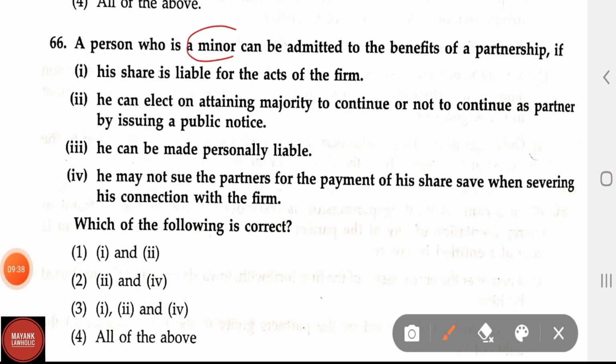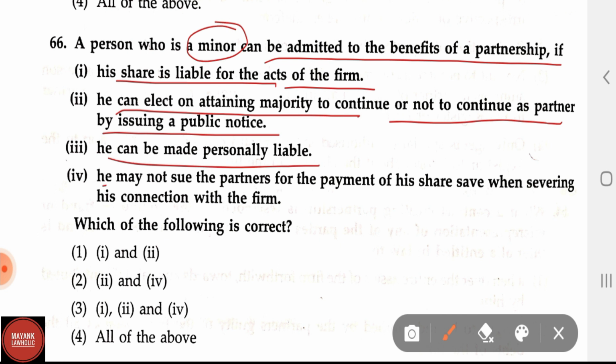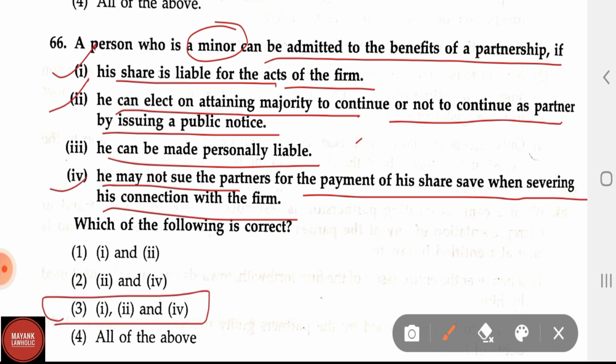A person who is a minor can be admitted to the benefits of a partnership if his share is liable for the acts of the firm. He can elect on attaining majority to continue as a partner by issuing public notice. He can be made personally liable. He may not sue the partners for the payment of his share save when severing his connection with the firm. Which of the following is the correct answer? Here, in this question, the answer is the third; the first, second and fourth are correct. Option 3 is not correct: he cannot be made personally liable, but here it is written that he can be made personally liable.